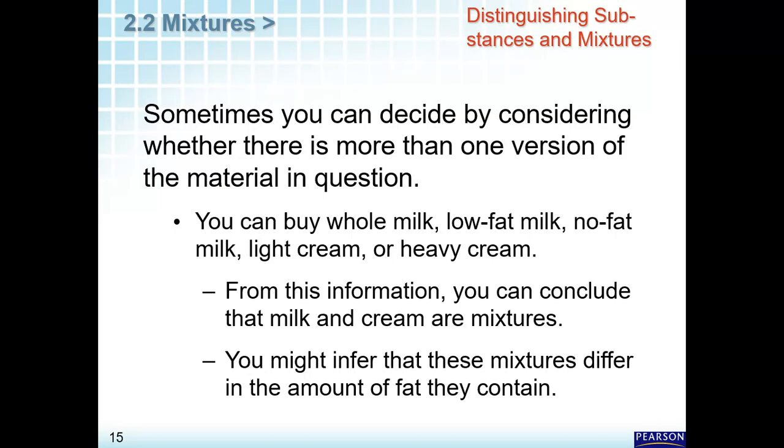Milk is another good example. This is actually a homogeneous mixture. You can actually buy whole milk, low-fat milk, no-fat milk, light cream, heavy cream. All of this is a type of milk, and you might infer that these are actually mixtures because they contain different amounts of fat. 2% versus 1% versus whole milk have different amounts of fat in it. And that's how we know that milk is a mixture. Specifically, it's a colloid.